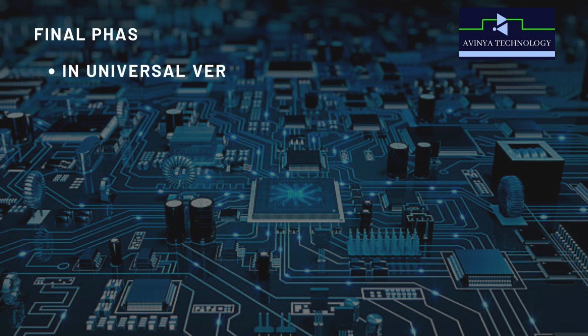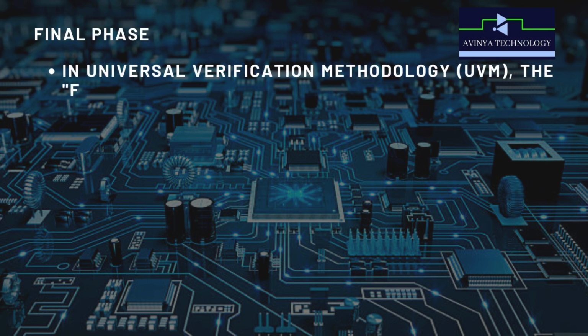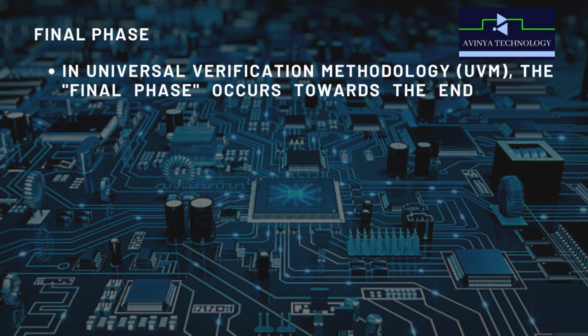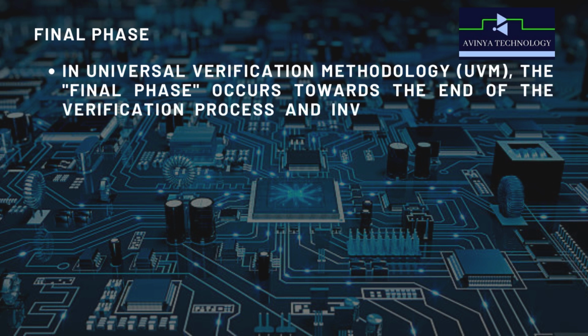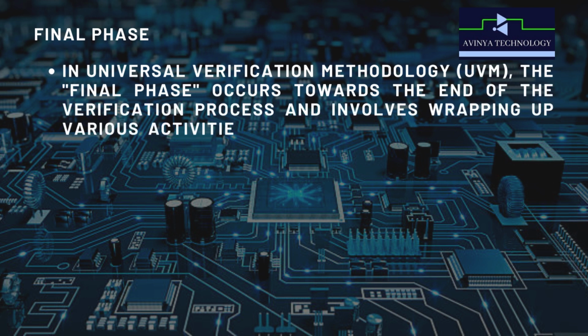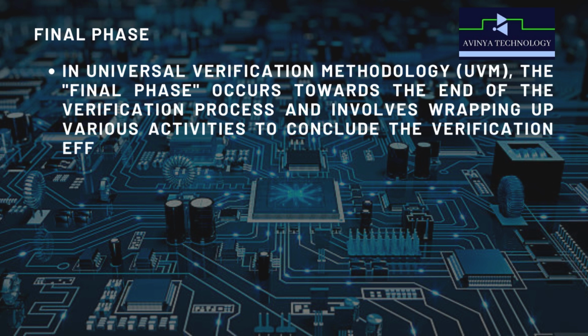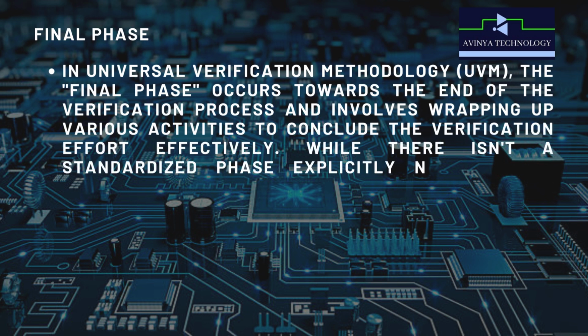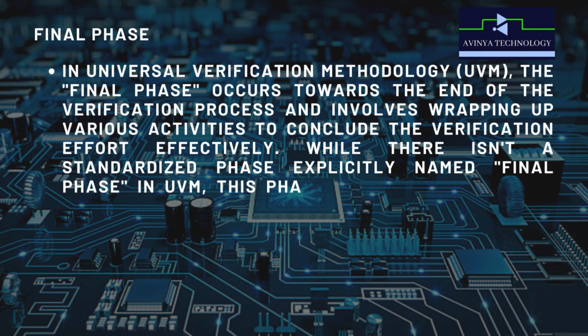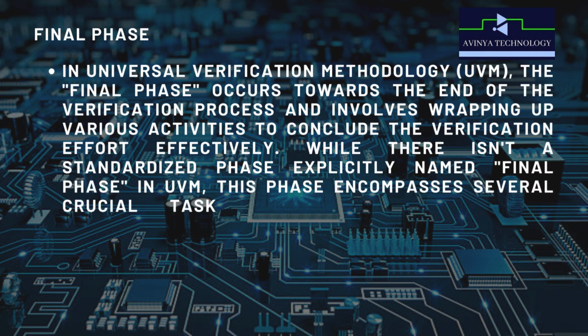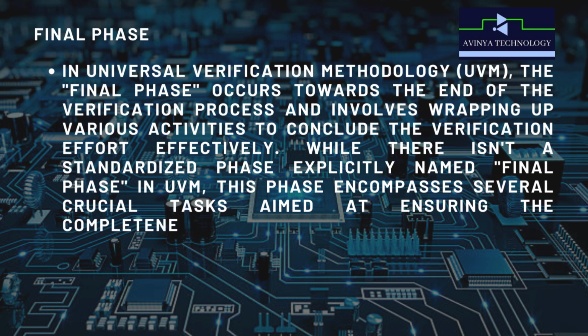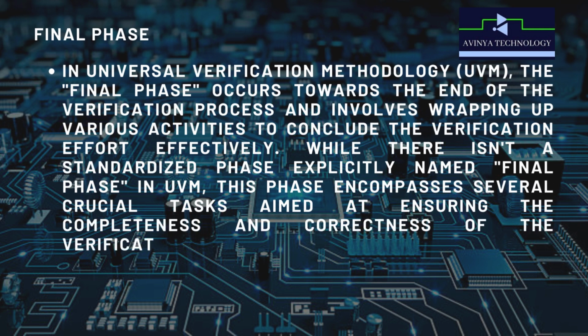Final phase. In universal verification methodology, the final phase occurs towards the end of the verification process and involves wrapping up various activities to conclude the verification effort effectively. While there isn't a standardized phase explicitly named final phase in UVM, this phase encompasses several crucial tasks aimed at ensuring the completeness and correctness of the verification process.